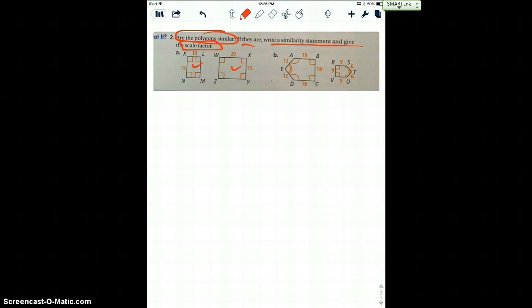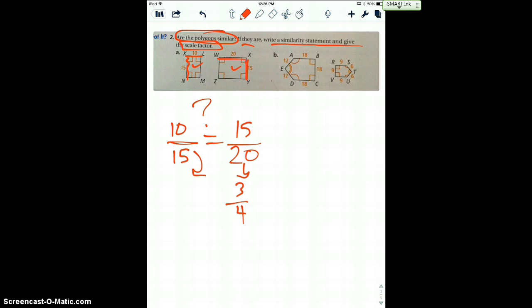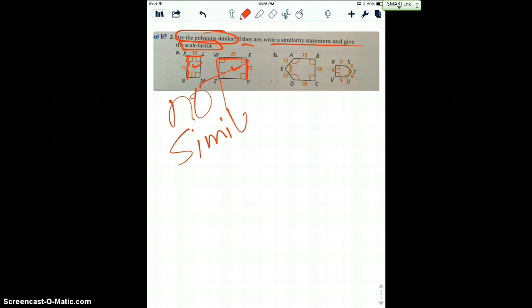So let's see, KL, that's the shorter side, corresponds with the shorter side over here, 15. Just as, I'm going to go over here, 15 corresponds with 20. Are these equivalent ratios forming a proportion? Well, this one simplifies to 3/4, and this one, because I divided both of these by 5, simplifies to 2/3. Same ratios? Nope. Woohoo! So I do not need to find the scale factor or write a similarity statement because they are not similar. Yay.